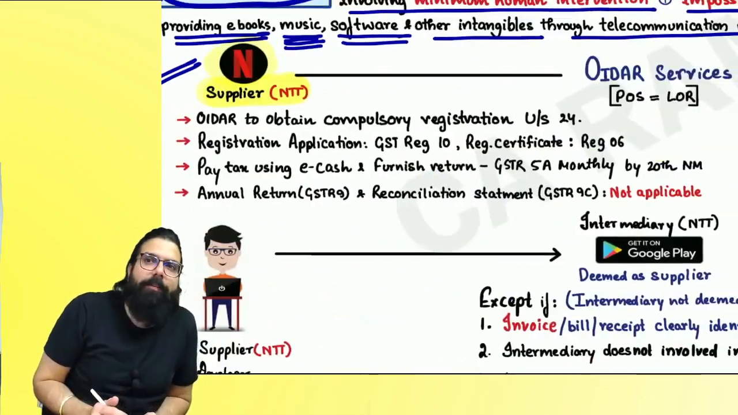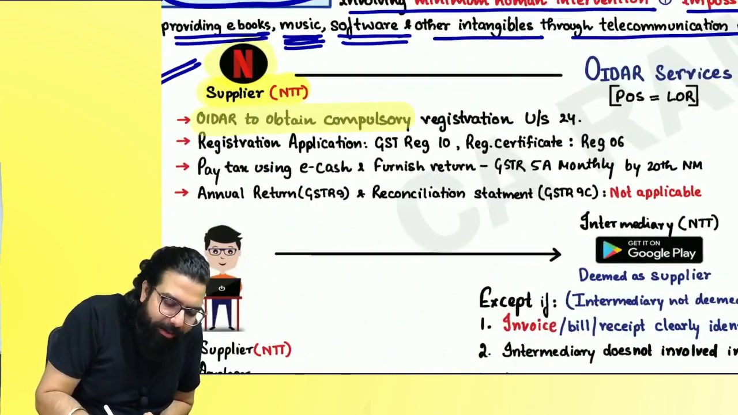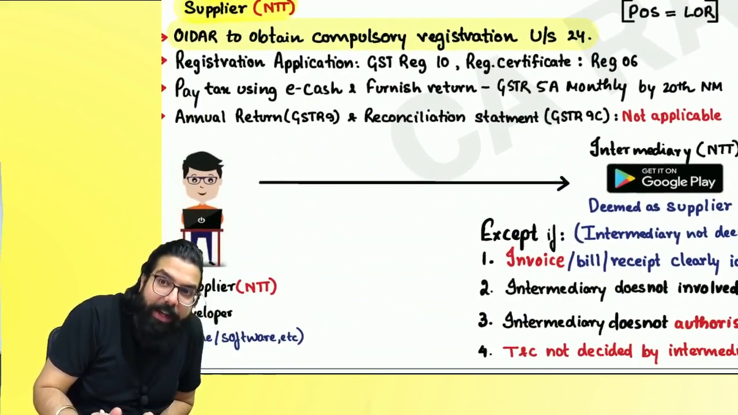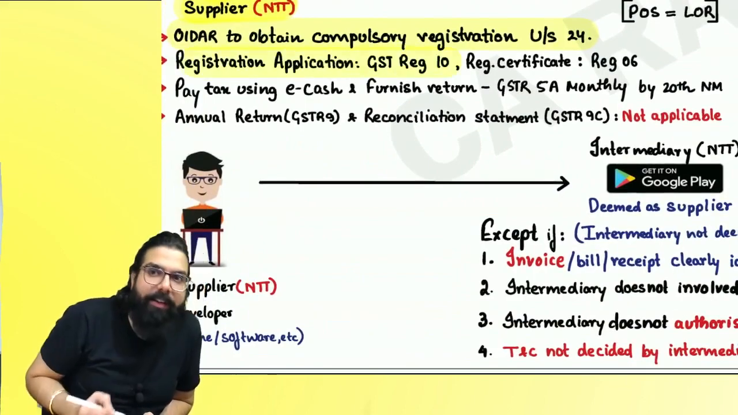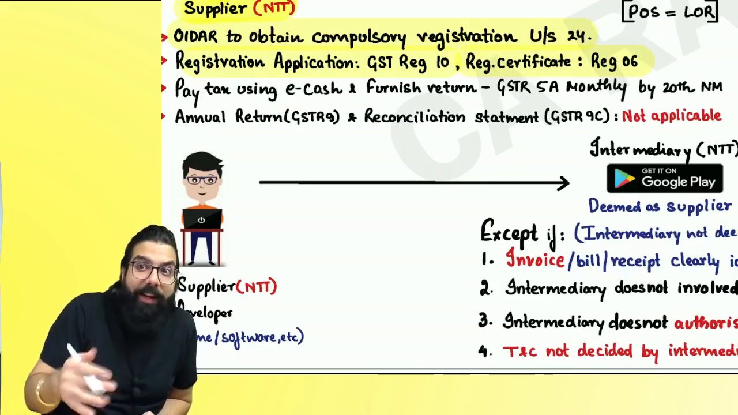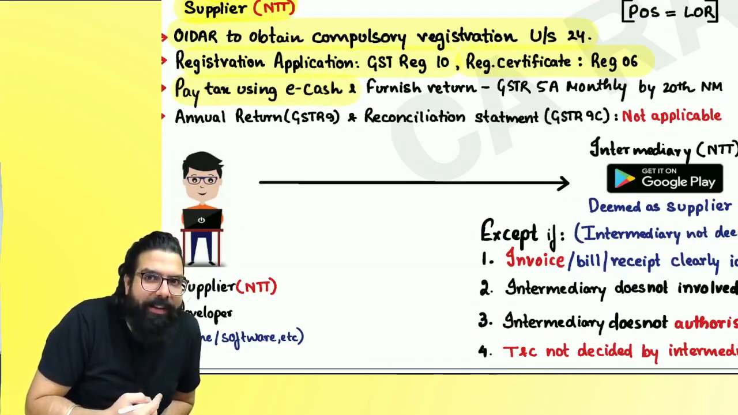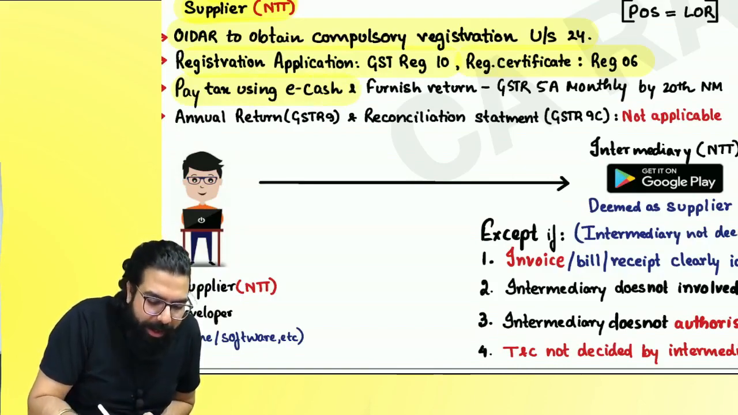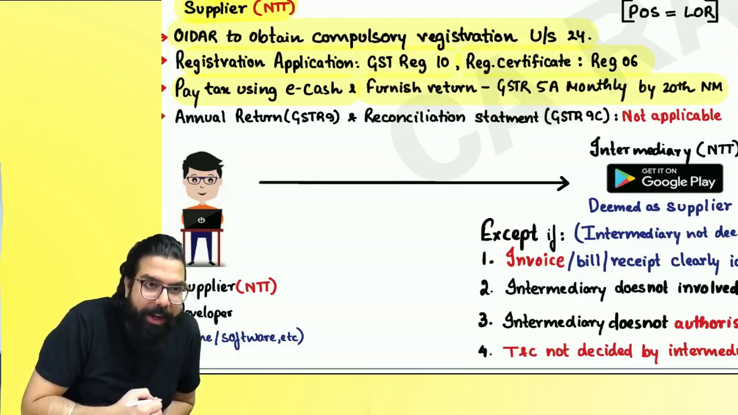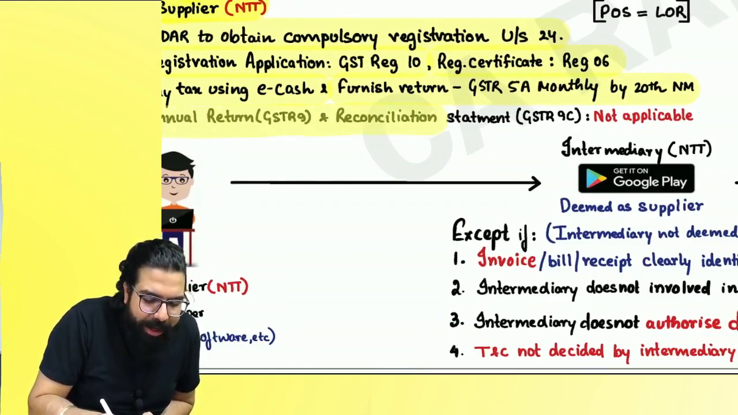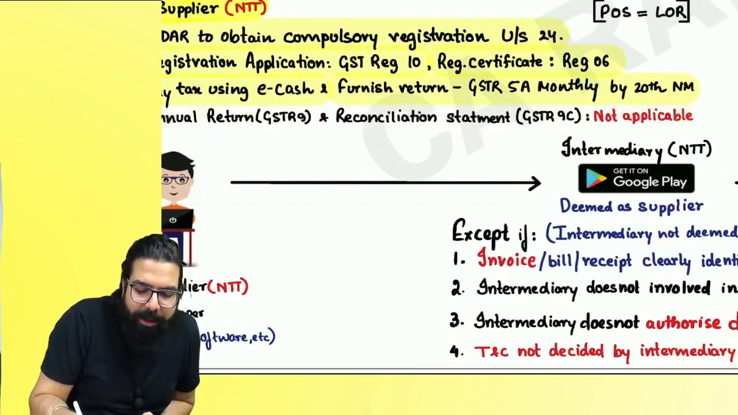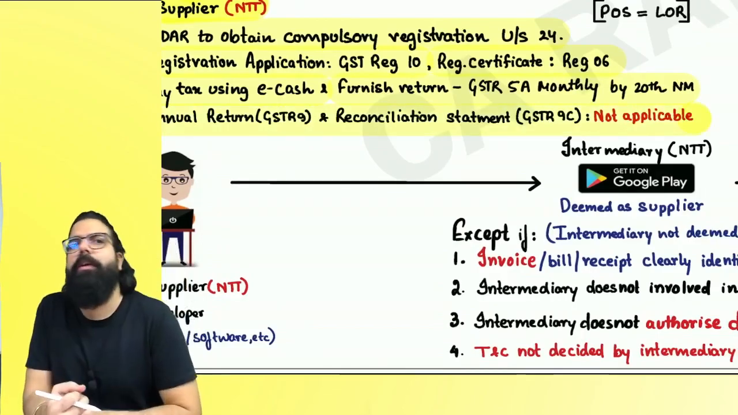And whenever forward charge mechanism is applicable, OIDR is required to take compulsory registration in India. The registration application is REG 10 and he will be given a certificate in REG 06. I'm telling you everything. He will have to pay tax using his e-cash ledger, no ITC, and furnish the GSTR 5A monthly return by 20th of the next month. Annual return is GSTR 9A and reconciliation statement, they are not applicable on an OIDR.